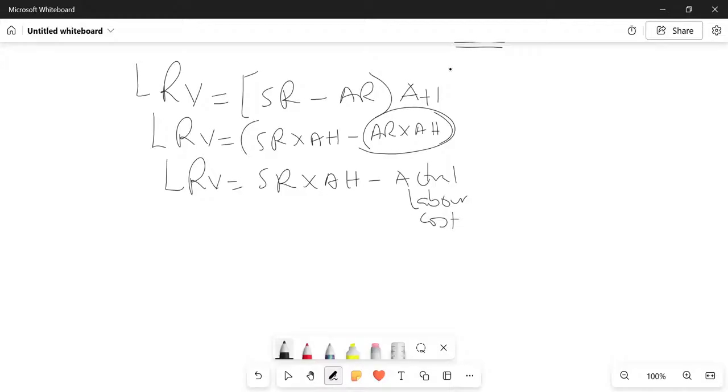636 favorable, isn't it? Do we happen to be having the standard rate per hour in the standard card given? 8. Kenya shillings 8 per hour, isn't it? Do we have actual hours? No, we don't have AH. But do we have actual labor cost? Is it given? 63.